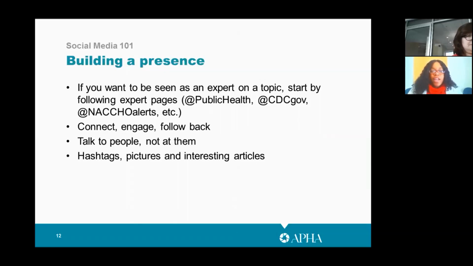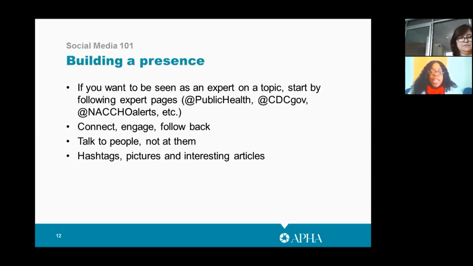And then another important part of using social media is building your presence. You want people to know that you're on social media, but you also want them to feel like they can interact with you. So when you have a social media account, connect with them, engage with them, follow people back, talk to them, not at them. They won't like to be talked at. Use things like hashtags and pictures and interesting articles to show off your personality, but also build a presence and a relationship with the people that you're engaging with.